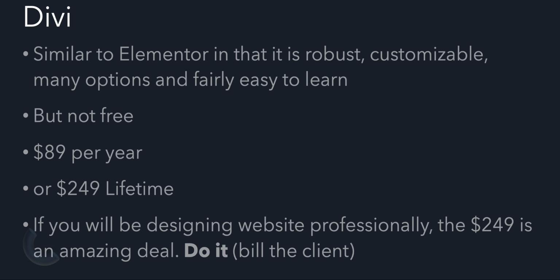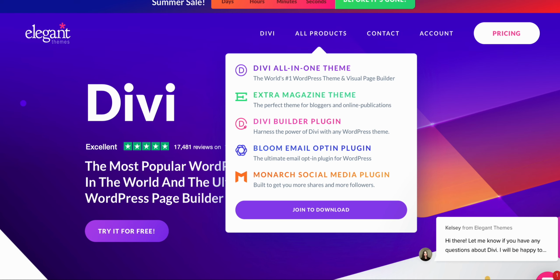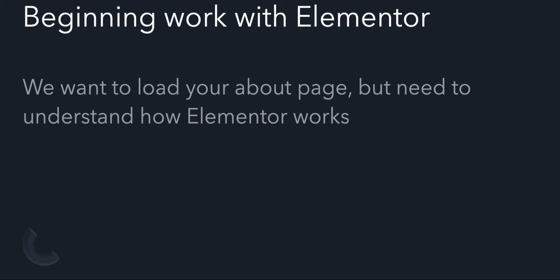All right, Divi is the third choice, and it's very similar to Elementor. You can do lovely designs. I think it's easier than Elementor, but there's no free version. When I was making this video, it was about $90 per year. You could get a $250 lifetime subscription, which if you were going to be designing websites professionally for clients, well, I would do it, and it would work. But since we are not designing professionally, we're going to use the free Elementor. Okay, and this is just what the Divi site looks like.